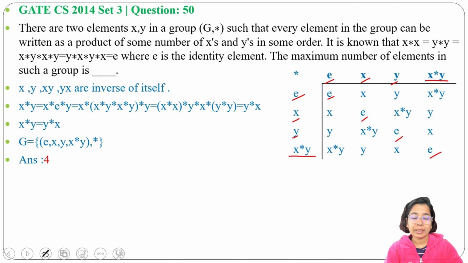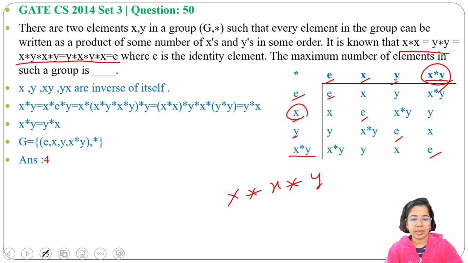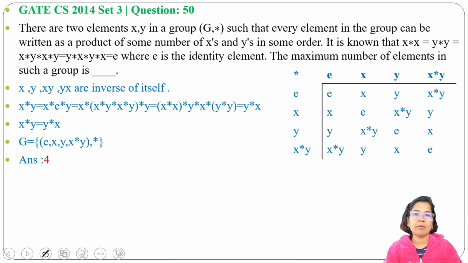All elements are inverse of themselves, and the rest we can fill, like x * xy. So x * x * y: x * x is e, e * y is y. So like this we can fill the composition table. This is a group as it has closure, associativity, the identity and inverses. Here the answer is 4, a maximum of 4 elements is required for such a group.